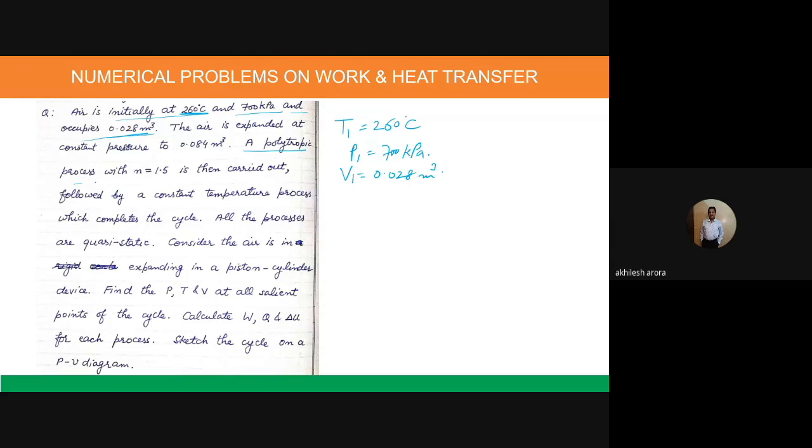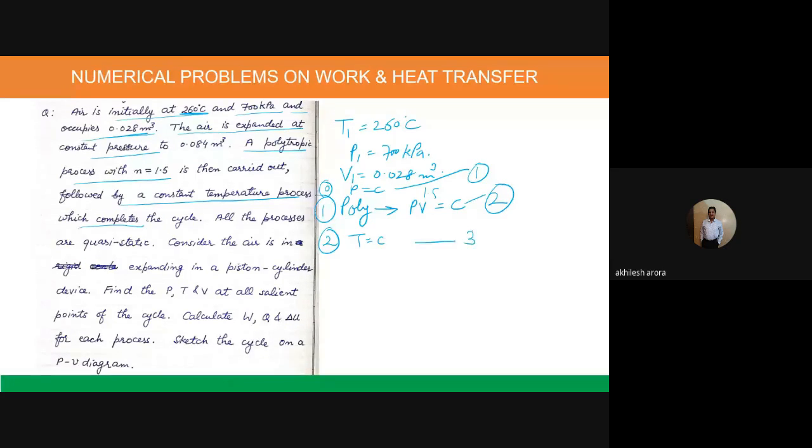A polytropic process with n equal to 1.5. So it is a polytropic process, that is PV raised to power 1.5 is equal to constant, followed by a constant temperature process. So first process was polytropic, the second process is temperature equal to constant, which completes the cycle. Initially it was written the air is expanded at constant pressure. So before the polytropic process, the first process is actually pressure equal to constant. So this is the first process, polytropic process is the second process, and constant temperature process is the third process, and it completes the cycle.